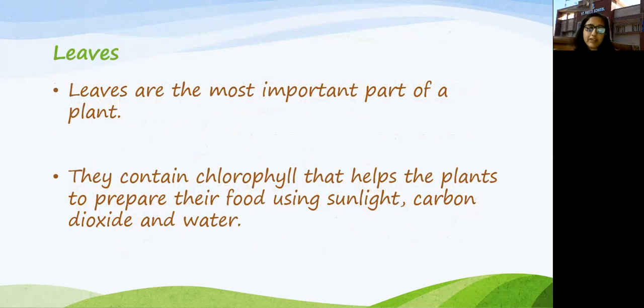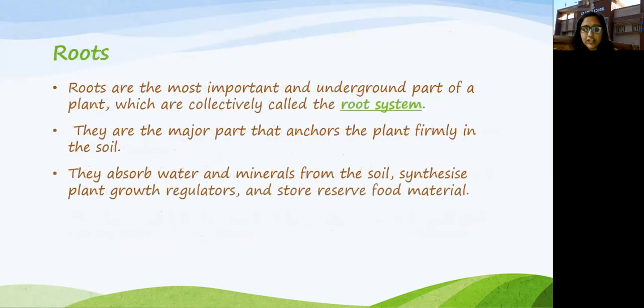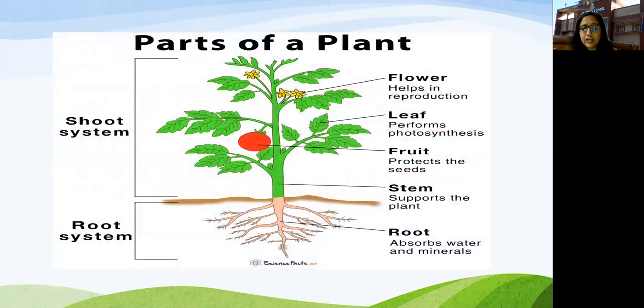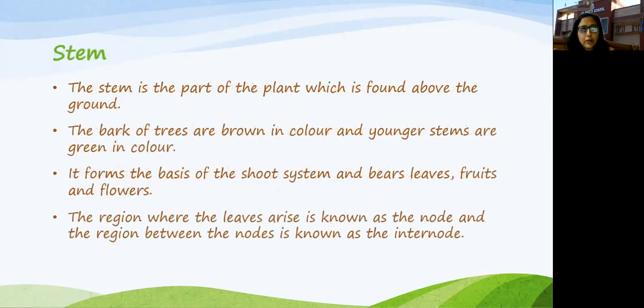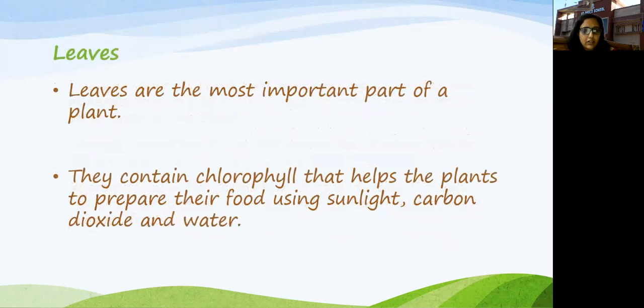Now we come to the next plant part, that is leaves. है ना? How many plant parts did we learn yesterday? कितने learn किए थे हमने? 5 plant parts. So we have to discuss about all of them. So we have discussed about root, about stem. Okay, so these two are completed. Now we come to the next part, that is leaves. Okay, so now we'll talk about leaves. So what is their function?